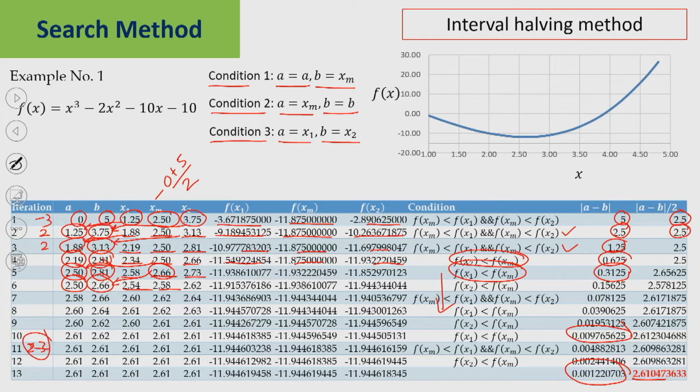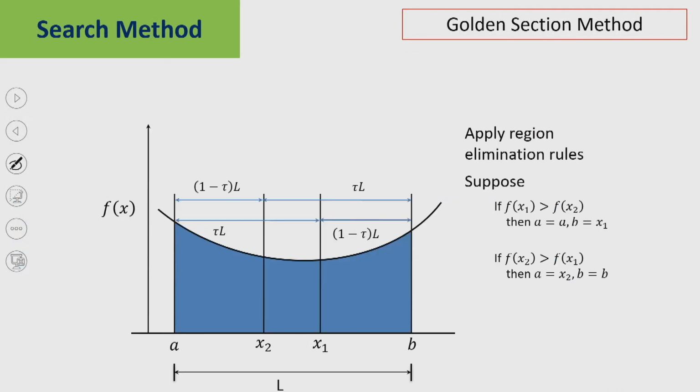As I have said, the efficiency of an algorithm can be compared by the number of function evaluations you are doing. In this case, if your iteration is up to 11, that means 23 function evaluations you have done here. Anyway, we got the solution 2.6104. Now, let us see the next method.